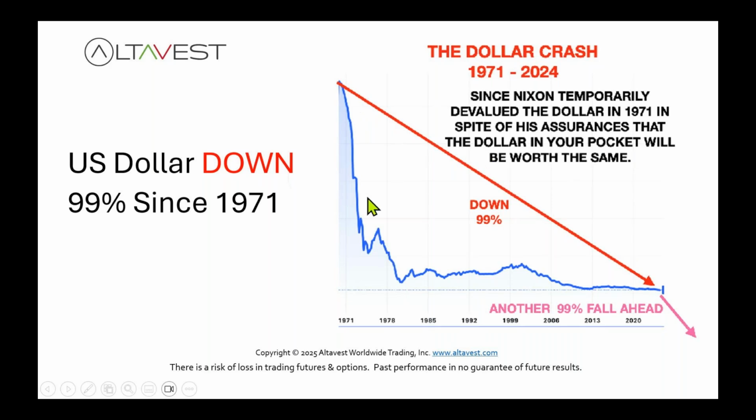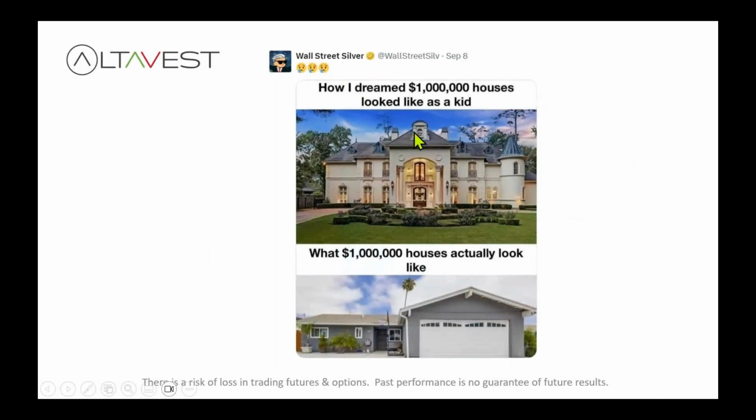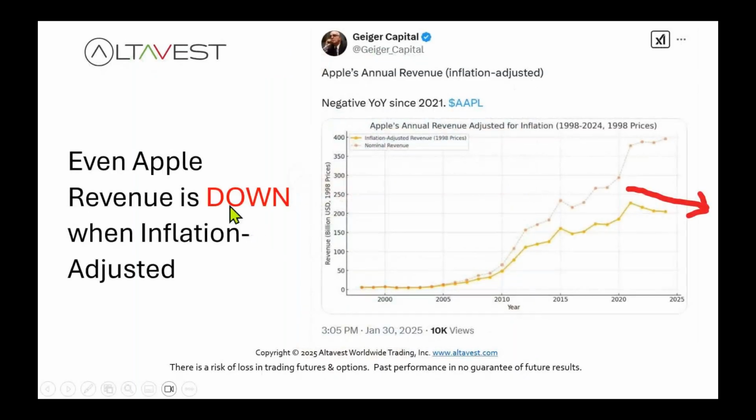Kind of crazy. This is a $1 million house when we were kids. Now this is what it looks like now. That's pretty painfully true. So even Apple revenue, when adjusted for inflation, is negative from about 20.